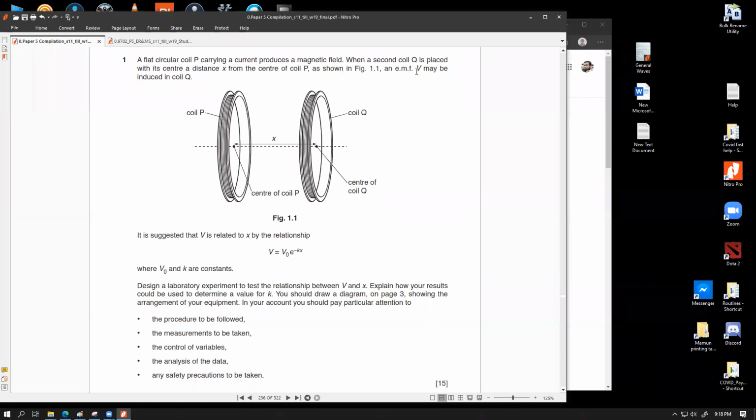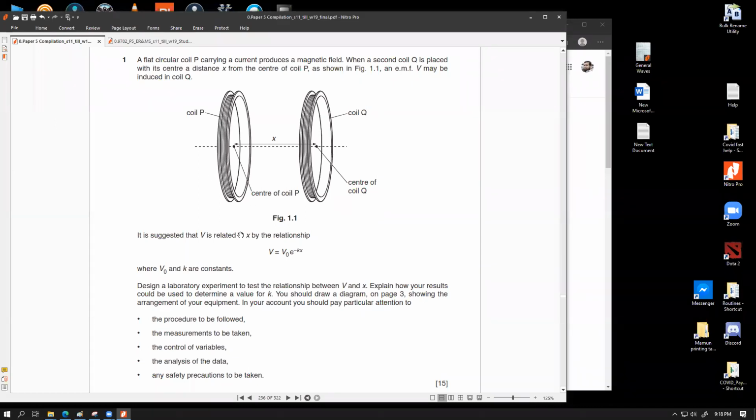Okay, what is happening here? A flat circular coil P carrying a current produces a magnetic field. When a second coil Q is placed with its center at distance x from the center of coil P, a voltage V will be induced in the coil. Okay, we're inducing a voltage V in the secondary coil from the primary coil, which essentially means the primary coil has to be run by an AC. That goes without saying. You cannot induce any current over here by using a DC. So this coil has to be supplied with an AC supply.